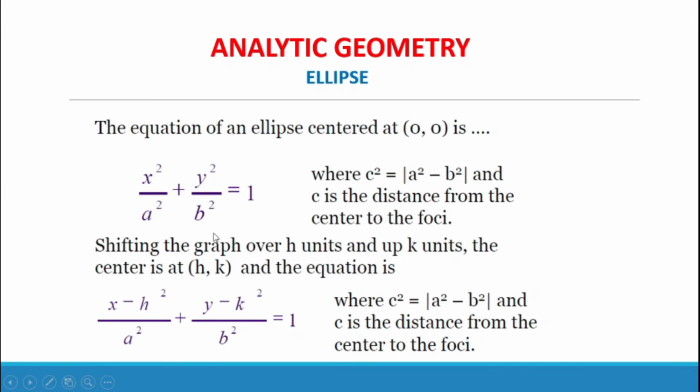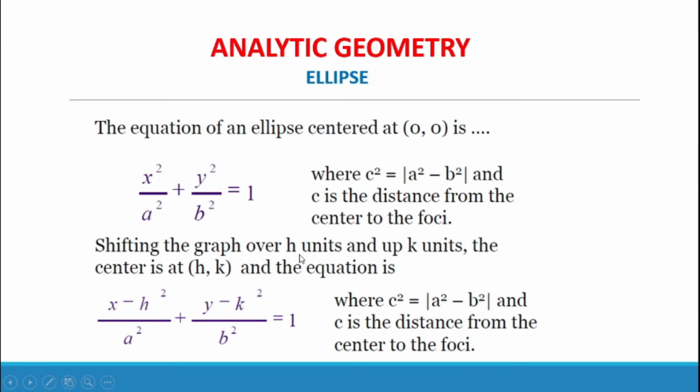The equation of an ellipse centered at (0, 0) is x squared over a squared plus y squared over b squared equals 1, where c squared equals the absolute value of a squared minus b squared, and c is the distance from the center to the foci.